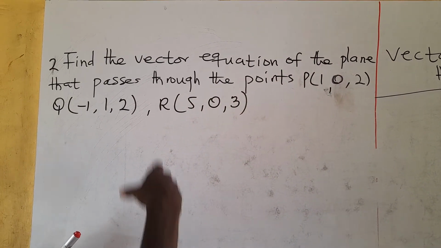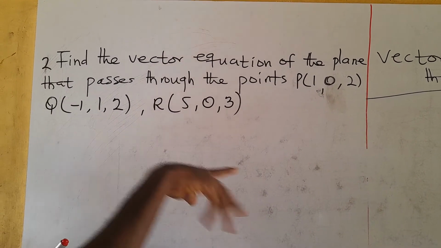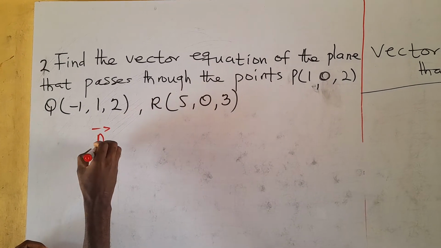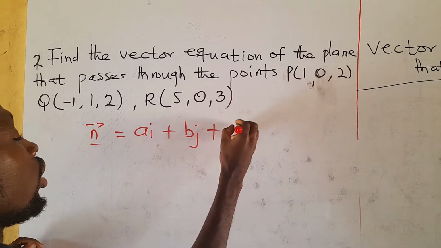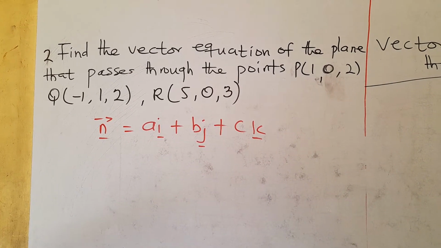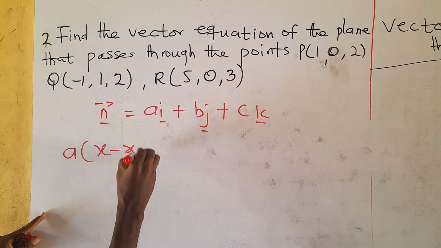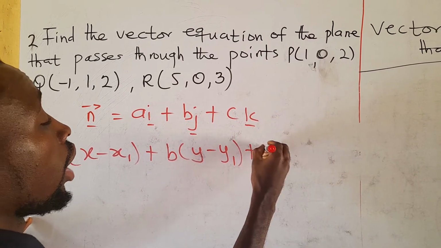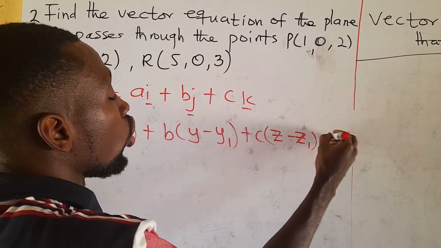And we said that to find a vector equation of a plane, there is always a normal vector acting on the plane. So if the normal vector n is equal to ai plus bj plus ck, where i, j, and k are unit vectors, then the vector equation will be a bracket x minus x1 plus b bracket y minus y1 plus c bracket z minus z1 equal to 0.